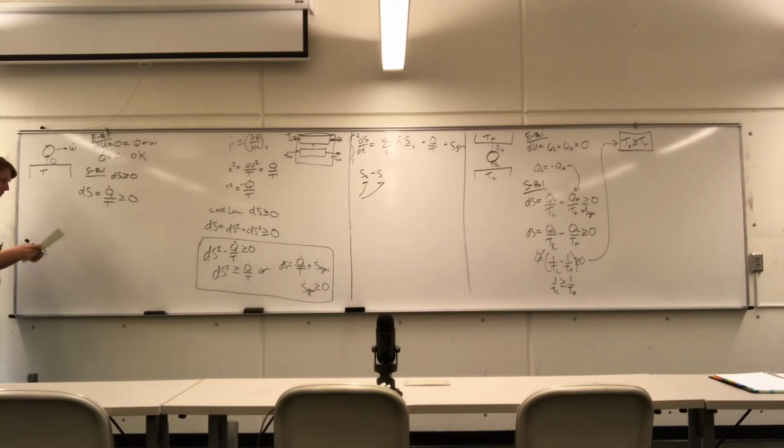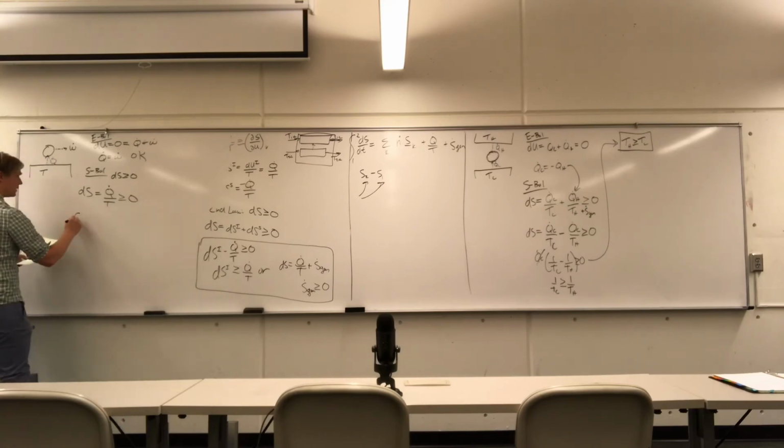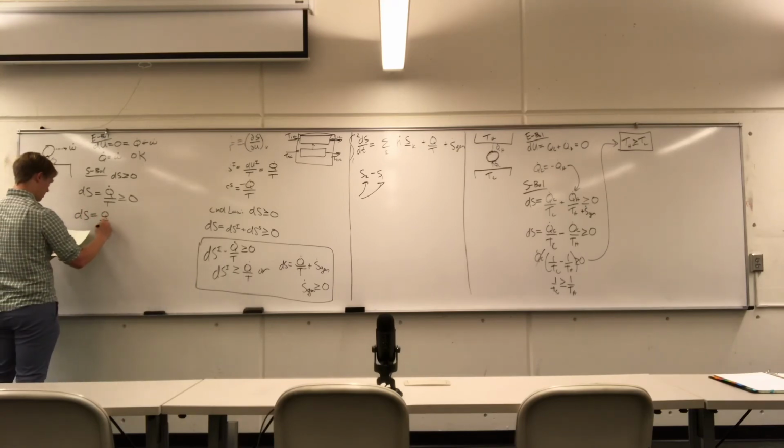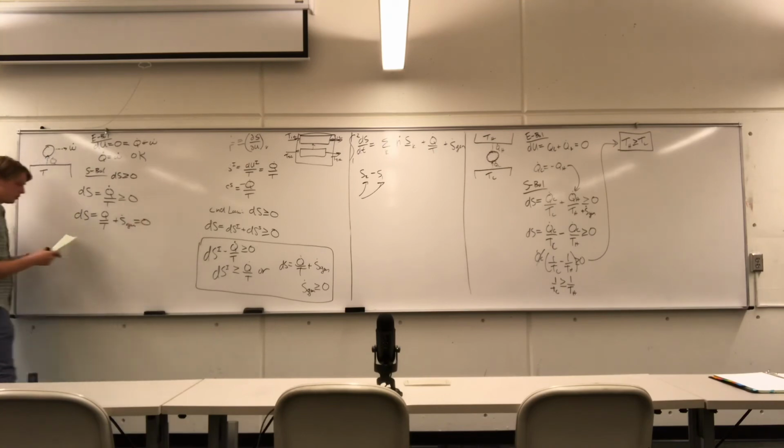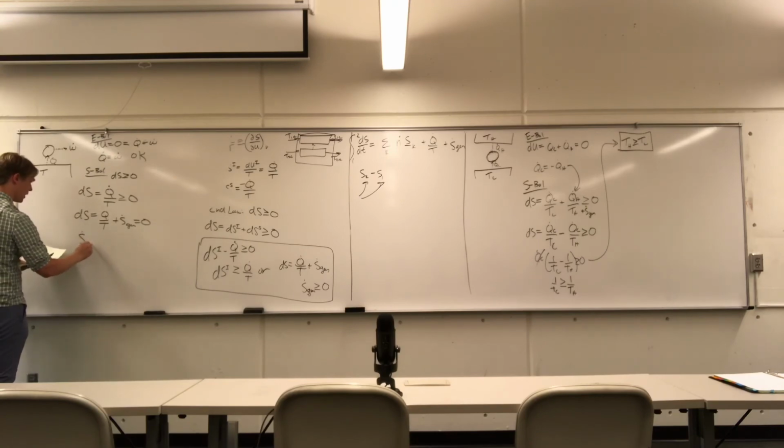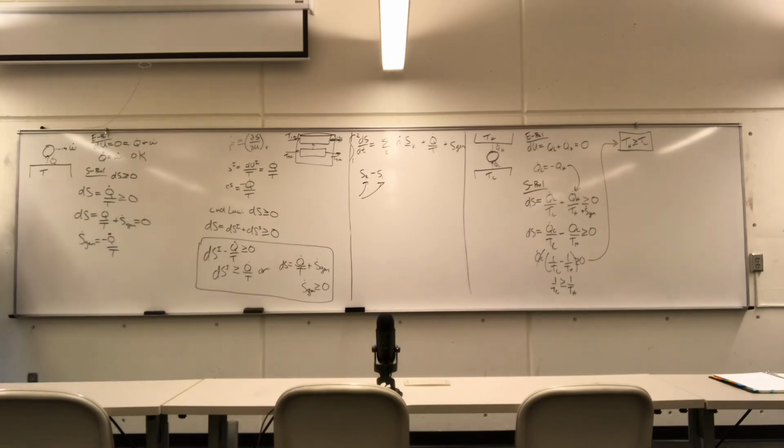Now for this one here, what we'll do is we'll write it out a slightly different way. We'll say that dS is equal to Q over T plus S-gen is equal to 0. So if we write it out like this, S-gen would be equal to minus Q over T, which is not possible. It is, however, possible to do the opposite. If I drew this arrow the other way, I would get S-gen is equal to Q over T.